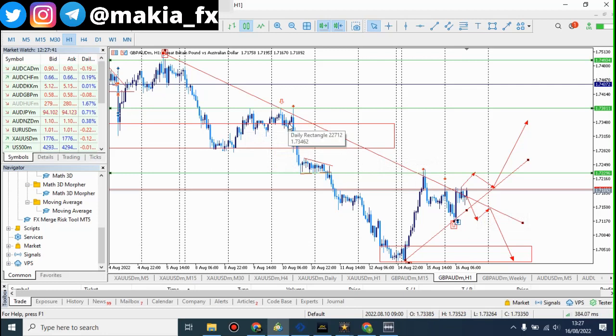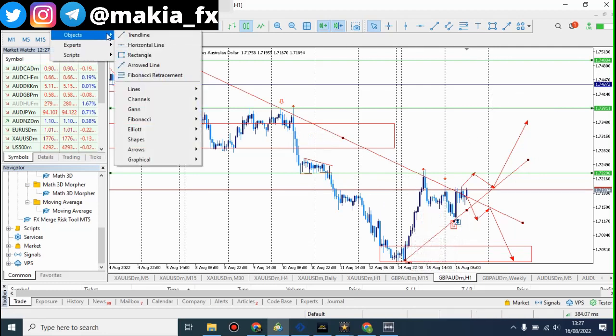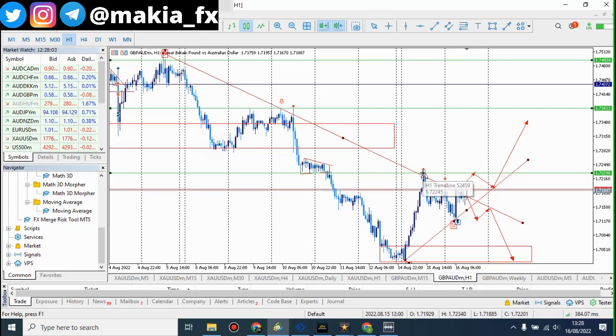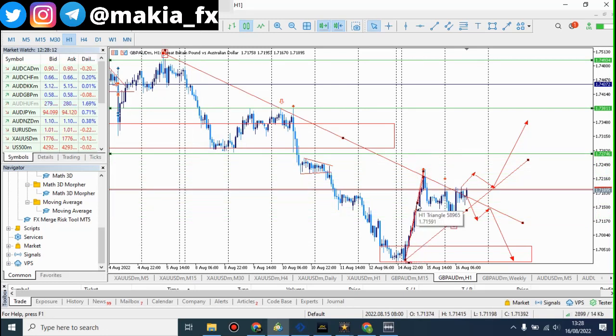I've drawn a trend line and I've taught you guys how to trade using the trend line. As you can see, we have this trend line and we have another trend line. Now these things form a triangle, if you know what I'm saying. If you go to insert objects and you come to lines, and you come to shapes, you will see triangle. This thing forms a triangle around here.